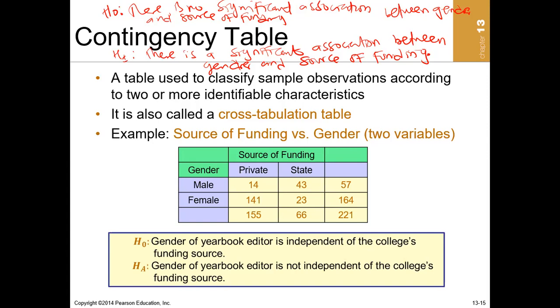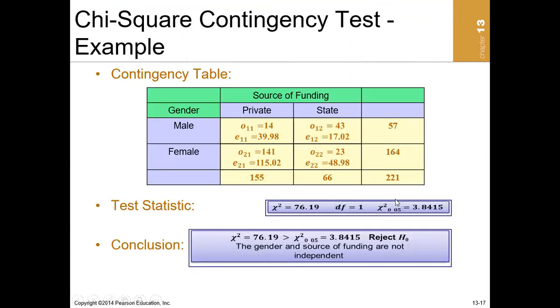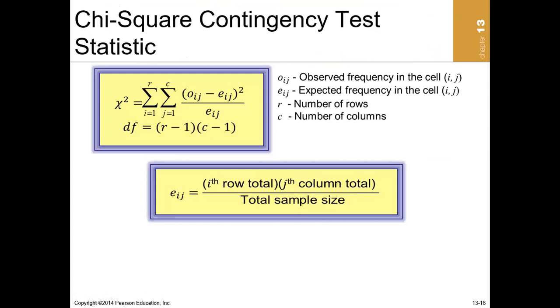All right. Now let's go to finding the chi-square. Here also, the chi-square is the observed value of a certain cell minus the expected value of that cell, squared, divided by the expected value of that cell, okay? And then the degree of freedom is the number of rows minus one times the number of columns minus one. Now, how do we find the expected value of a cell?